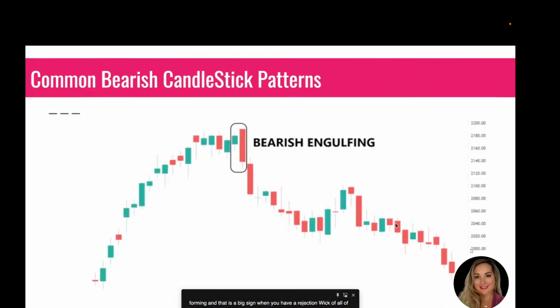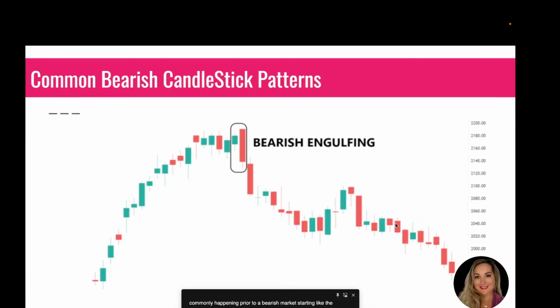So now I'm going to show you guys common bearish candlestick patterns, meaning that the market is potentially about to start selling off, that the bears will take over control, and the patterns that you would commonly see happening prior to a bearish market starting.